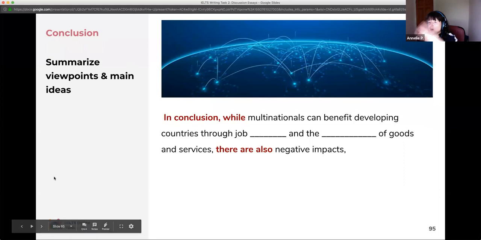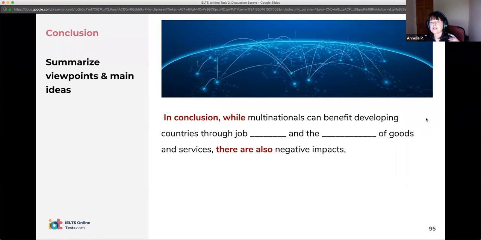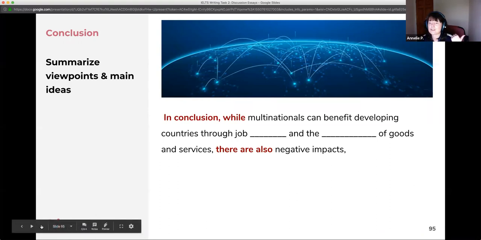Yeah, so there's a contrast here. So we've gone for "while," but yes, you could use "although." Multinationals can benefit developing countries through job opportunities, enrichment, that's nice as well. Job creation, Stella, that's a very nice phrase. Yeah, good collocation. So that's what we went for as well.